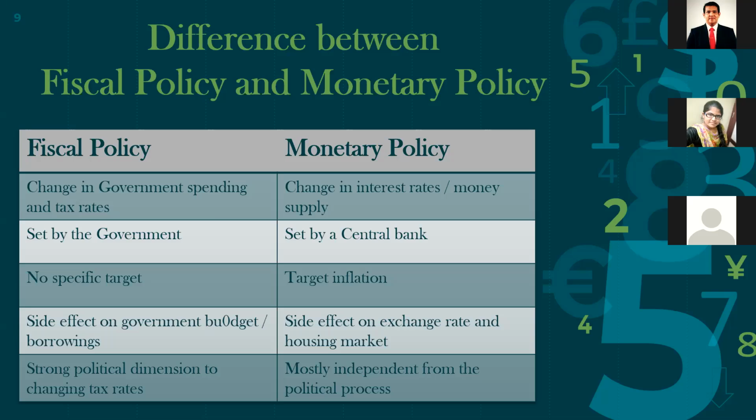There is no specific target in the case of fiscal policy, and there is an inflation target in monetary policy. Monetary policy is usually carried out by the central bank or monetary authorities and involves setting base rates and influencing the supply of money. Whereas fiscal policy is carried out by the government and involves changing levels of government spending and levels of taxation.